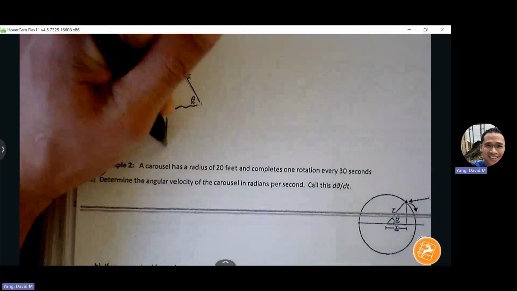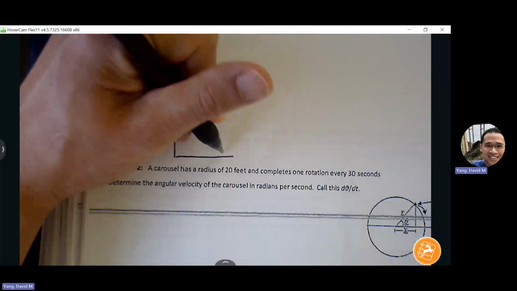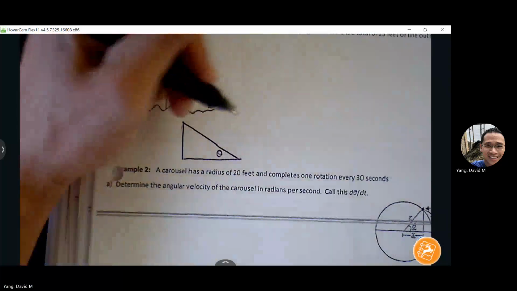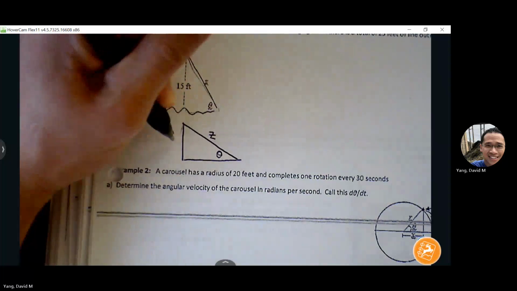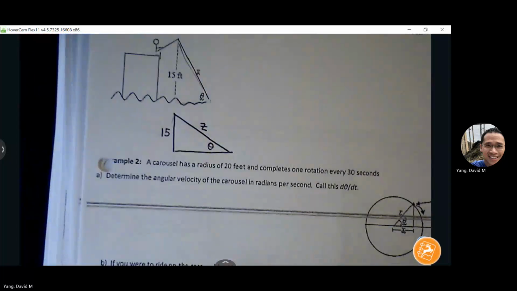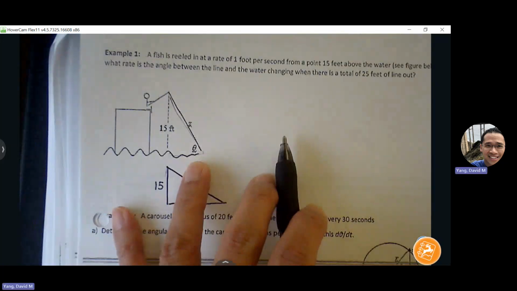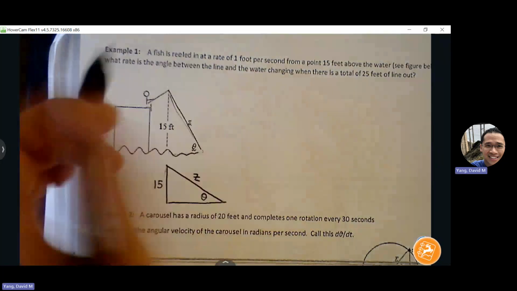Let's switch over to another triangle so we can just focus on the details of this triangle. With trig equations, we don't need all 3 sides. We just need to have enough information from 2 sides to create our trig equation, right? It's either opposite over adjacent, opposite over hypotenuse, or adjacent over hypotenuse. Okay. All right, so a fish is reeled in at a rate of 1 foot per second.